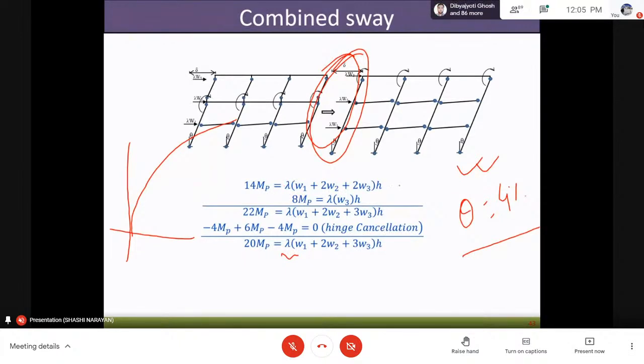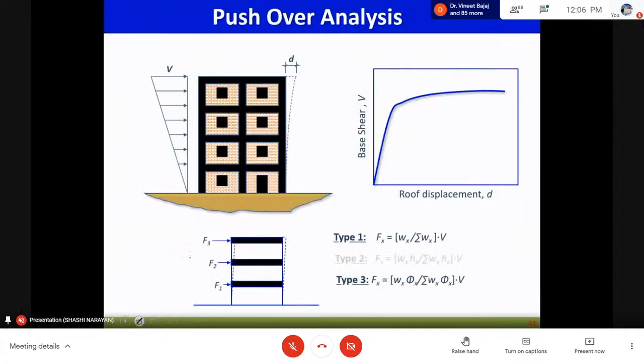So we get two things from this plastic analysis. One is the base shear and one is the mechanism in which it is going to fail. That is the preferred where all the hinges can be formed. And in this we do not require any computer software. We can do it by our own hand calculations. Then the other method that comes is the plastic analysis.